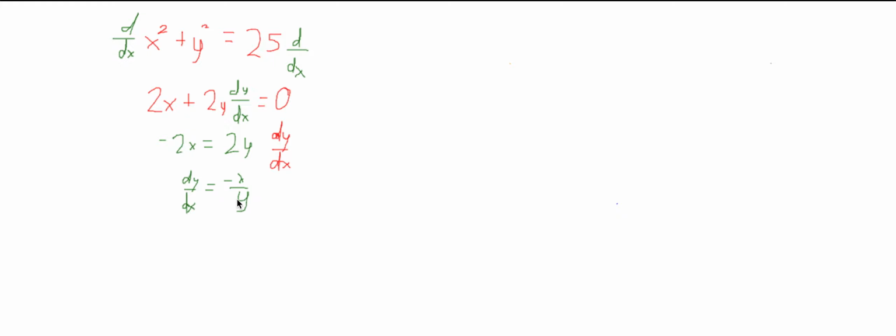However, we can also rewrite the derivative in terms of x. So now what we want to do is solve for y here, and we know how to do this. This will be the square root of 25 minus x squared. So this will be the same as negative x divided by the square root of 25 minus x squared. And this is how we do implicit differentiation.